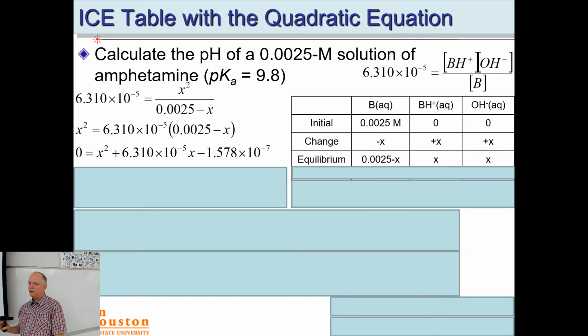So we have 0 equals x squared plus, so it's ax squared plus bx plus c. C is negative in this case. So that's our standard form for the quadratic equation. And then we go find that quadratic formula, or we sing the song.